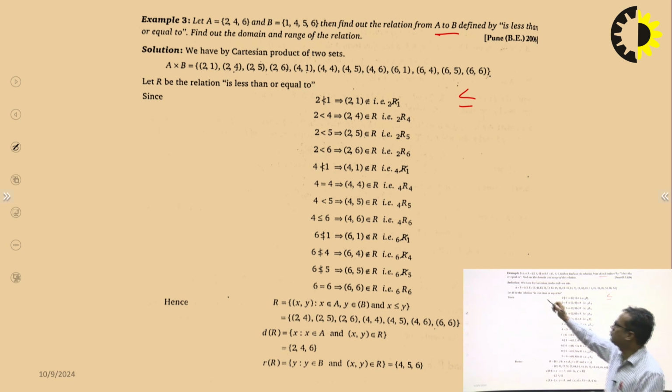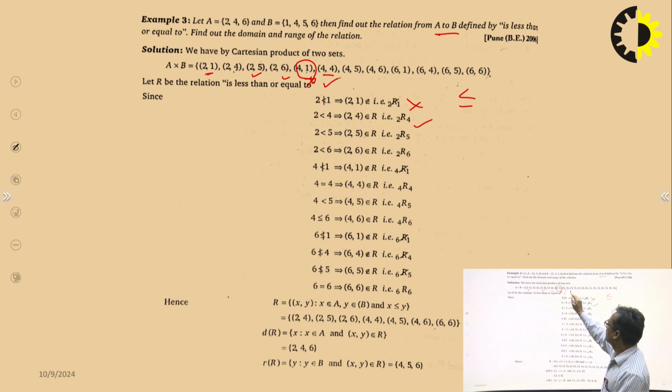You will check 2 1. Is 2 1 in the less than or equal to relation? No, because 2 is greater than 1, so it is not in our relation. If we talk about 2 4, 2 is less than 4, so it is in our relation. 2 5 is in the relation, 2 6 is in the relation, and 4 1 is not in our relation because 4 is greater than 1.